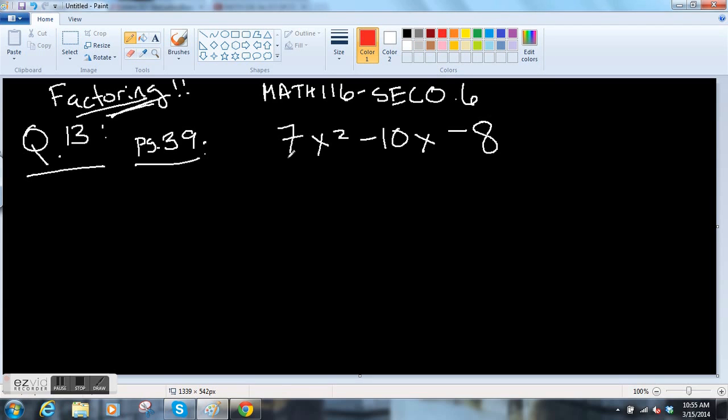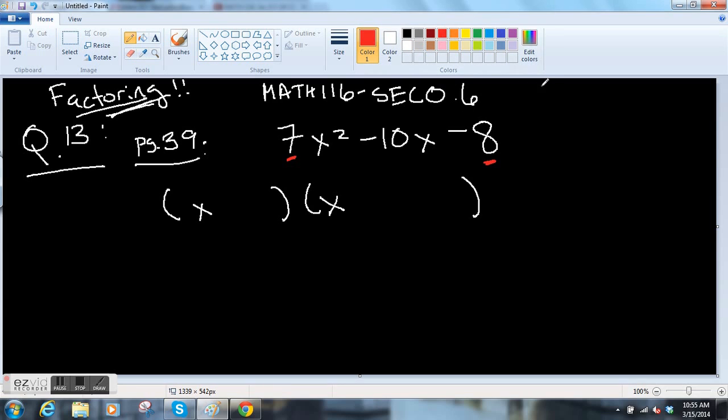So the way I look at these is you think, well, there's a 7 and an 8. So you know you're going to do this reverse FOIL method thing. We have a something, and so you have x squared and an x here, because you know these two things are going to have to make an x squared. So the trick is this 7 and 8.